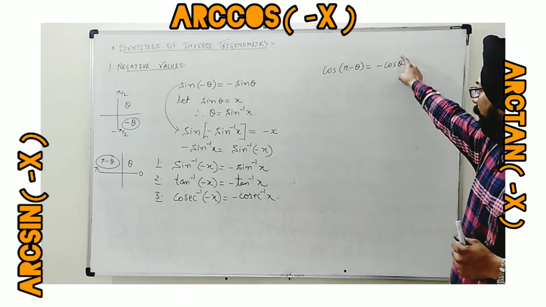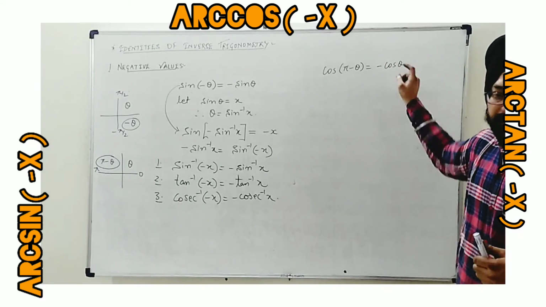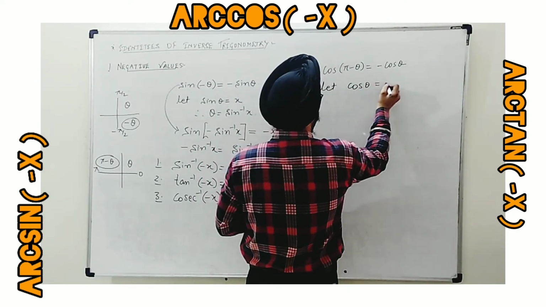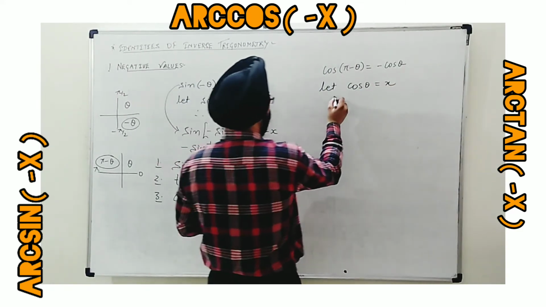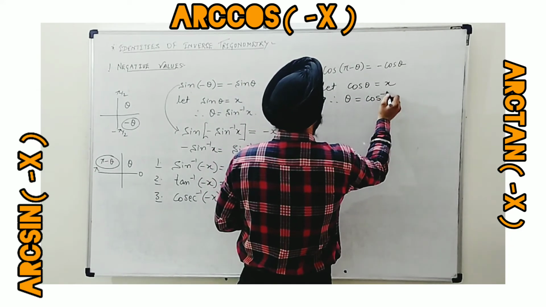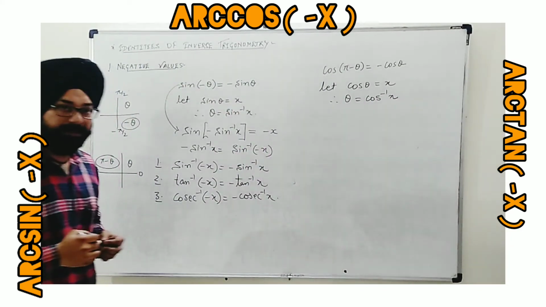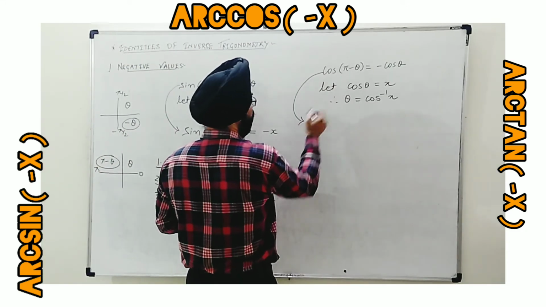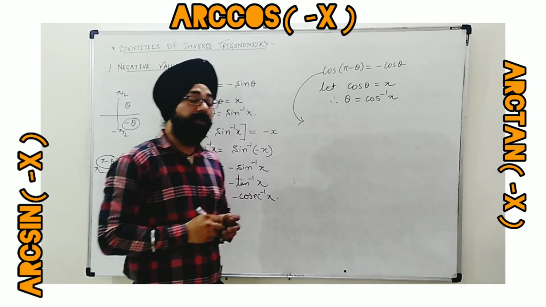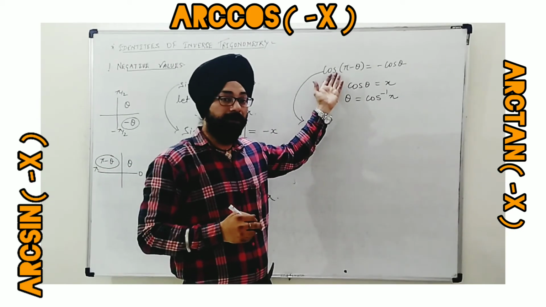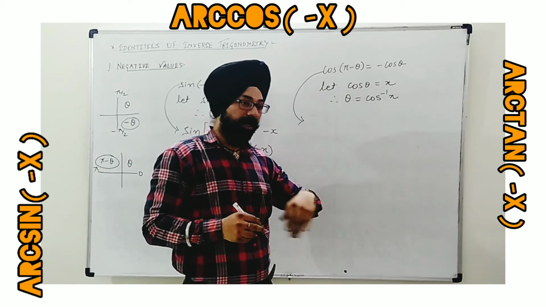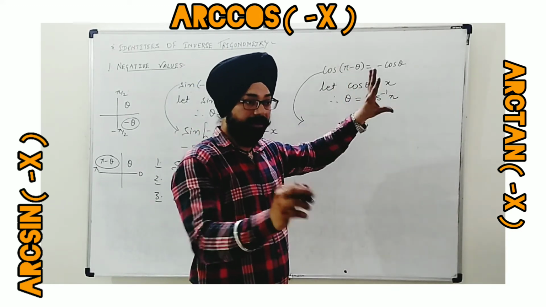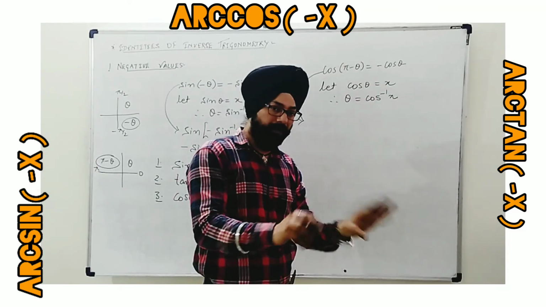Here on the right hand side I have obtained cos theta, so I will consider this to be x. Let cos theta be some value x. From here we can obtain theta equal to cos inverse x. As soon as I write this, what is the purpose? We need to convert this into inverse trigonometric functions, and as a value we will take x. Wherever we have the terms of theta, we will replace it by x.